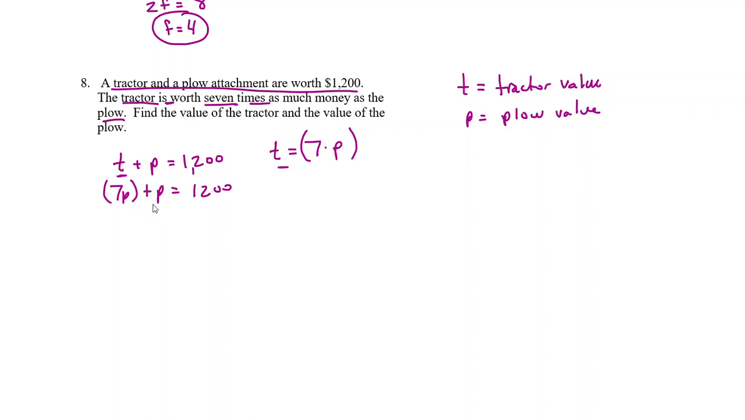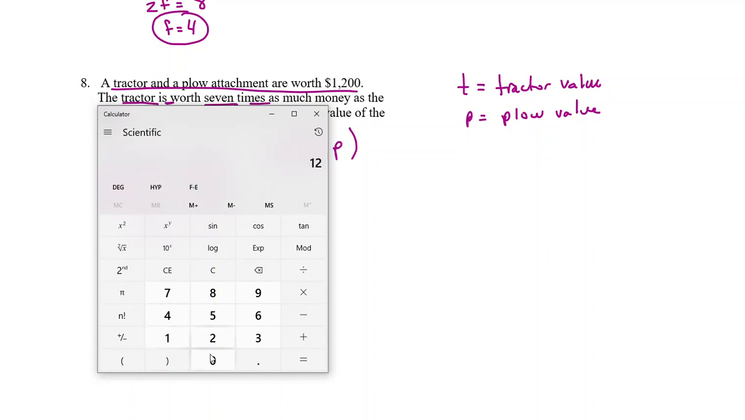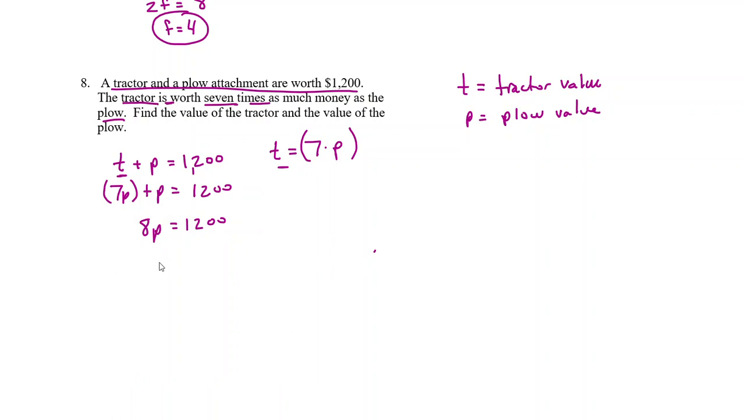And now I have an equation with just one variable, P. 7P plus 1P equals 1,200. That's 8P equals 1,200. And then I'll pull out my calculator, divide both sides by 8. 1,200 divided by 8 is 150. So P equals 150. So the plow is $150.